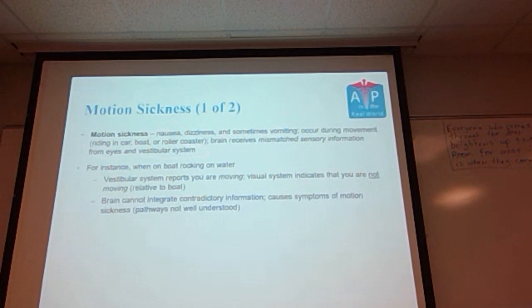When you're sitting on a boat and the boat is rocking in the water, the vestibular system reports that you are moving. The visual system, however, indicates to you that you are not moving. And so, because the boat's not moving, the boat is sitting still, you're at anchor. So the boat's not moving forward or backwards. It may be listing to the left or right. The brain cannot integrate contradictory information, which causes the symptoms of motion sickness. And even in 2021, we do not understand the pathways of motion sickness well.